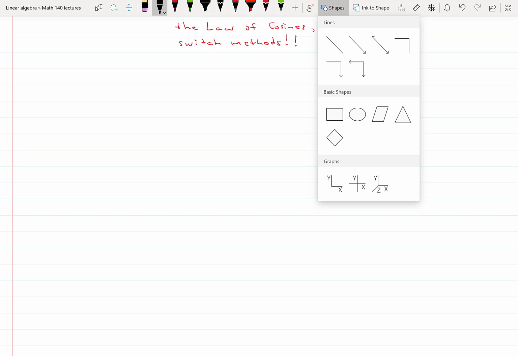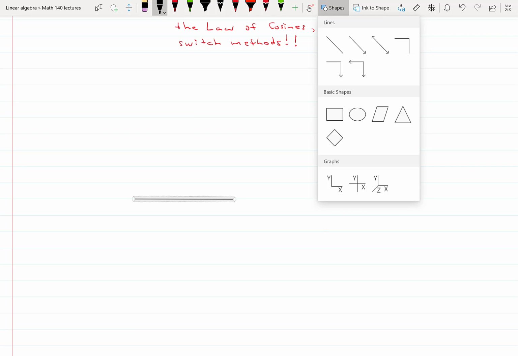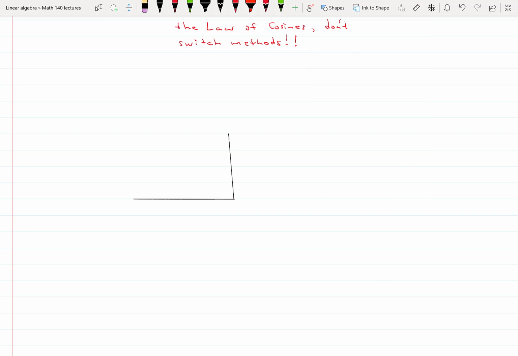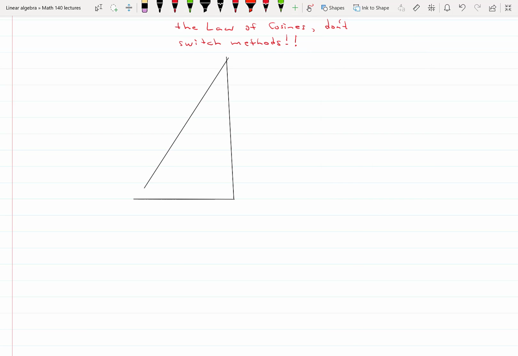Let me explain. So let me draw a right triangle here first. So here's a right triangle. Even though our section is involving oblique triangles, we're going to start with a right triangle. So here's my right triangle. Okay, so let's label the angles on the sides. So let's call this angle B, lower left, angle A above, C we'll call the right angle.